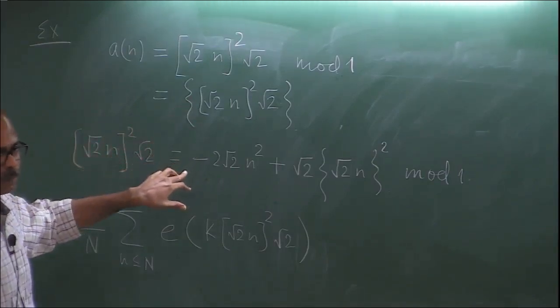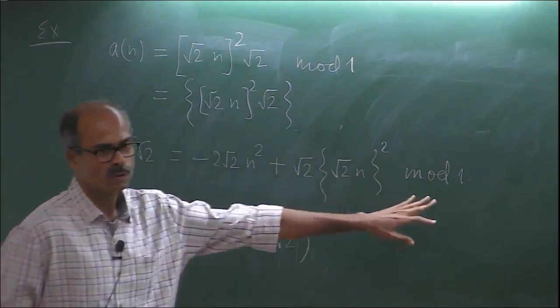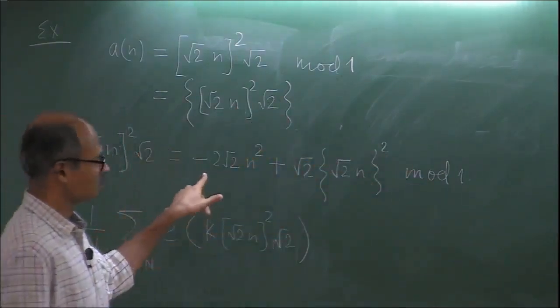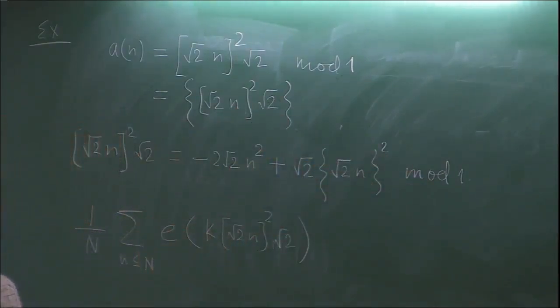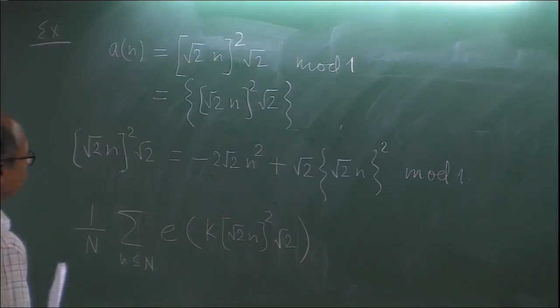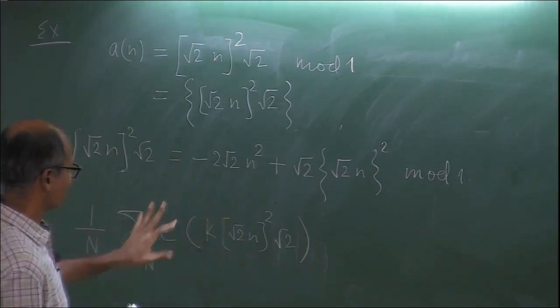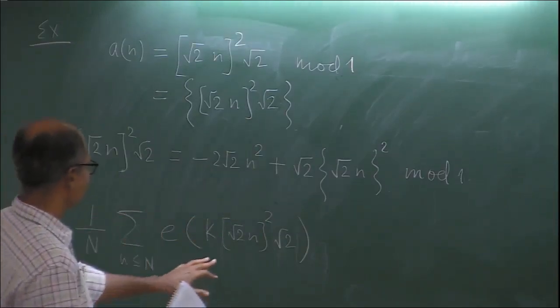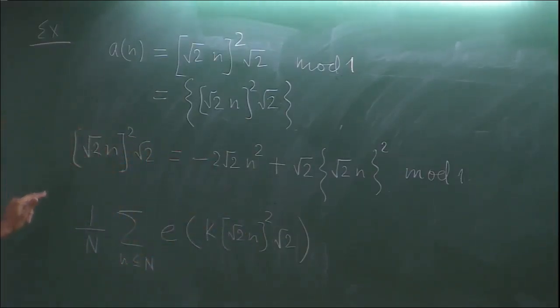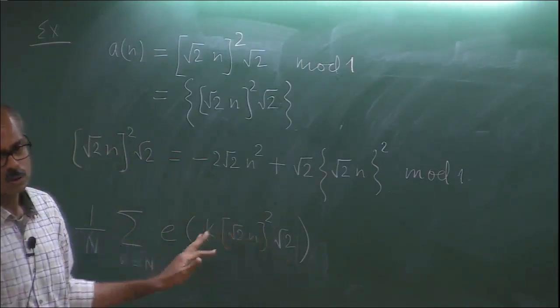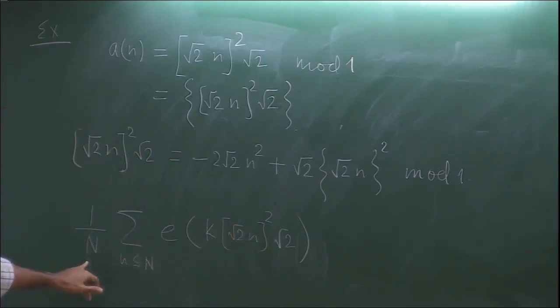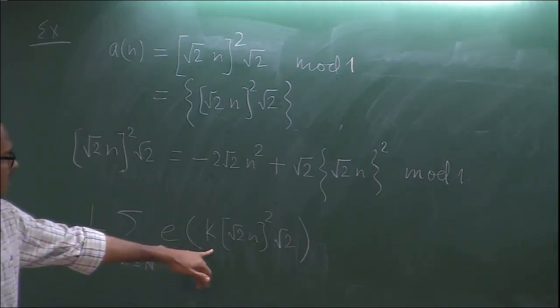Yeah, of course I have dropped some integer here, because it's modulo 1. So that will take care of the sign actually. Now what we need to consider is this exponential sum and show that it goes to 0 as n goes to infinity for every k.